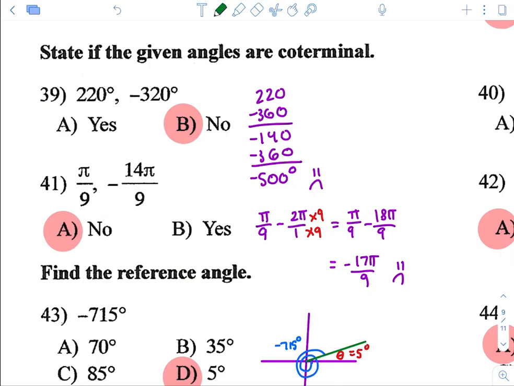Since I'm trying to get from pi over 9 to negative 14 pi over 9, I need to subtract 2 pi. So I put 2 pi over 1 and get a common denominator of 9 by multiplying top and bottom by 9. Pi over 9 minus 18 pi over 9 is negative 17 pi over 9. Now, negative 17 pi over 9 is a lot more negative than negative 14 pi over 9. So I passed it, which means those are not coterminal angles.